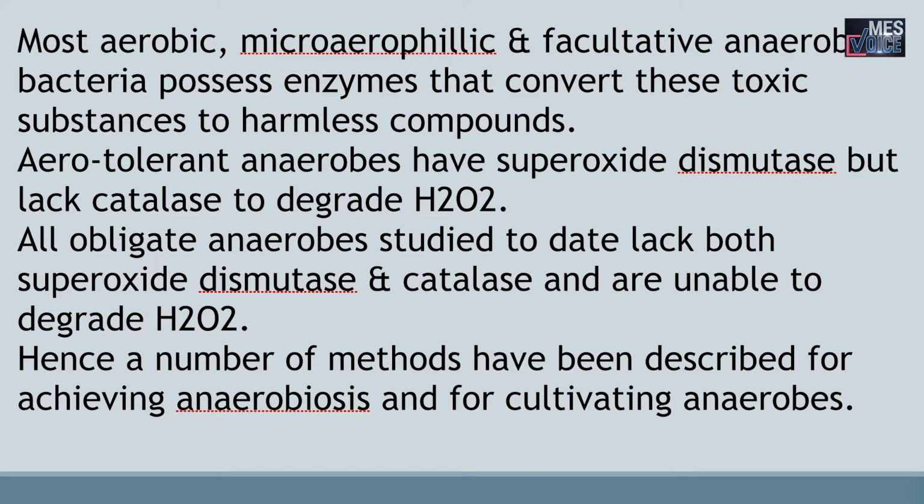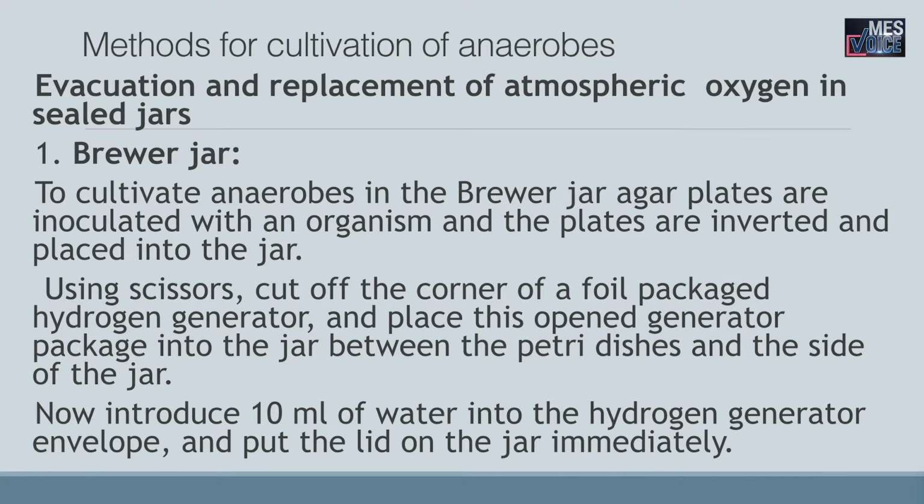Aerotolerant anaerobes have the enzyme superoxide dismutase, but they lack catalase to degrade hydrogen peroxide, whereas all obligate anaerobes lack both the enzymes superoxide dismutase and catalase, and therefore they cannot convert toxic forms of oxygen like hydrogen peroxide into non-toxic forms. Hence, a number of methods have been described for achieving anaerobiosis and for cultivating anaerobes. Now we will see the various methods of cultivation of anaerobic bacteria.